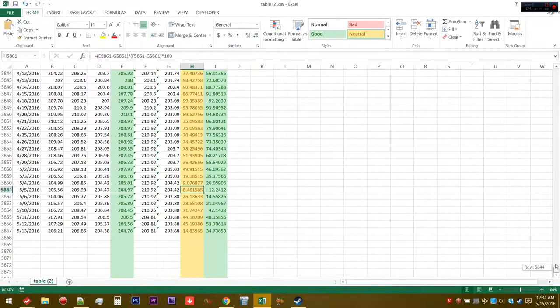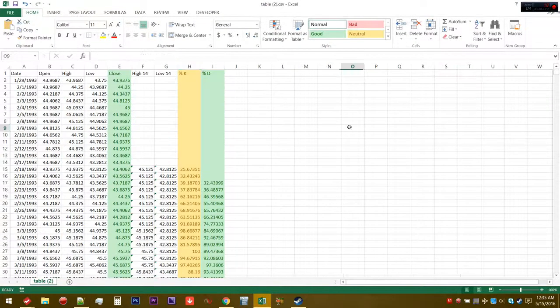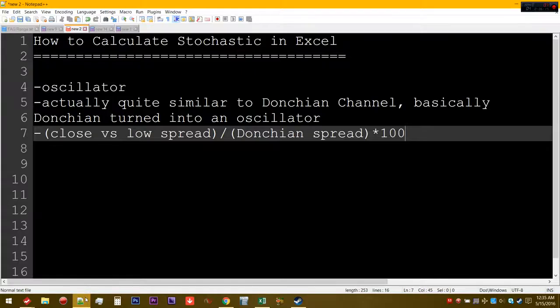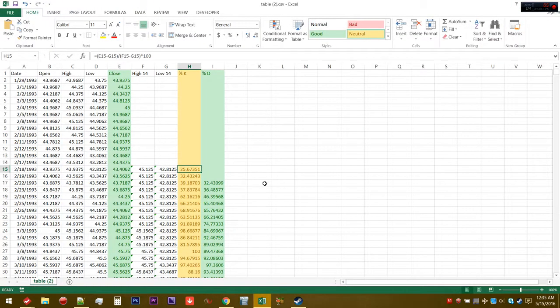So yeah, that's how you calculate the stochastics. Something interesting about the stochastics, besides being an oscillator, is that it's actually really similar to the Donchian channel. If you really think about what the stochastics is saying, let's look at the calculation and break it down. What it's actually saying is that if the bar is consistently closing near the high compared to the low, so we have a Donchian spread going back X number of periods, and if we're consistently closing near the high, then that's bullish. Essentially, that's what this indicator is saying.